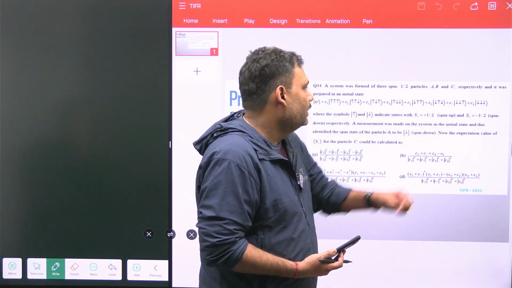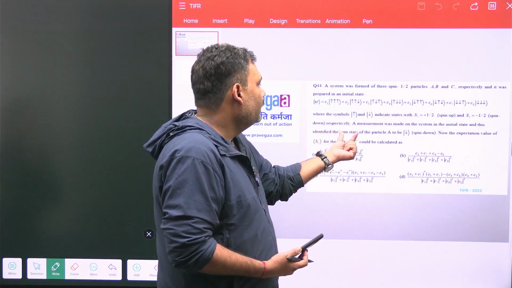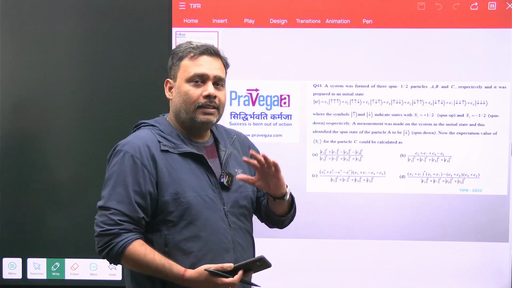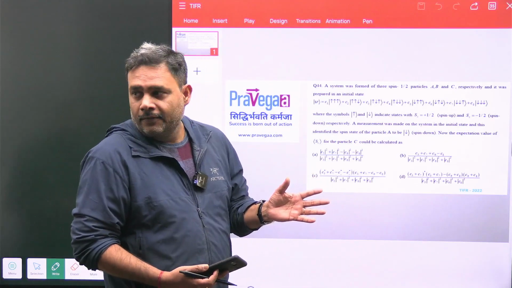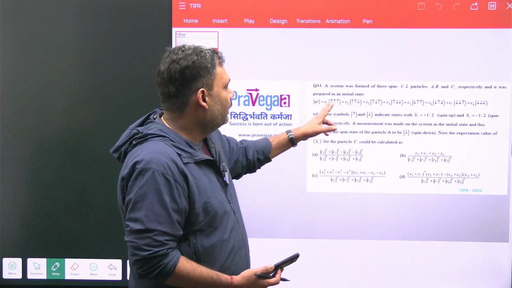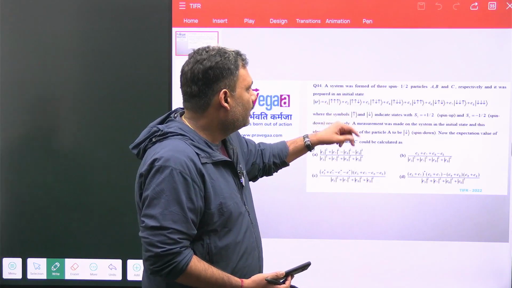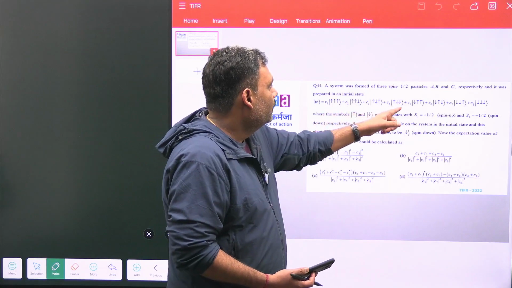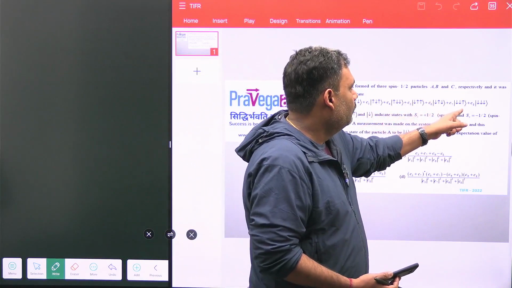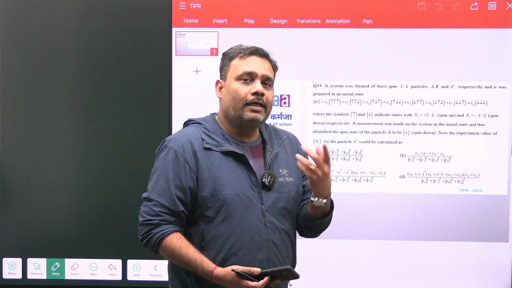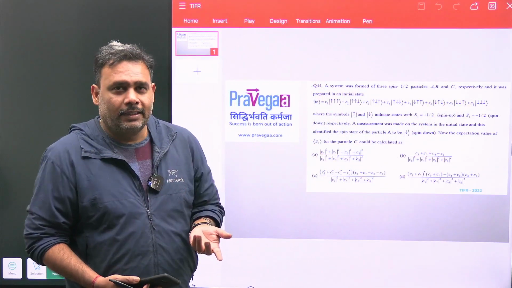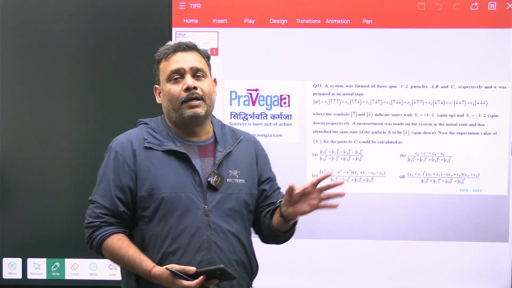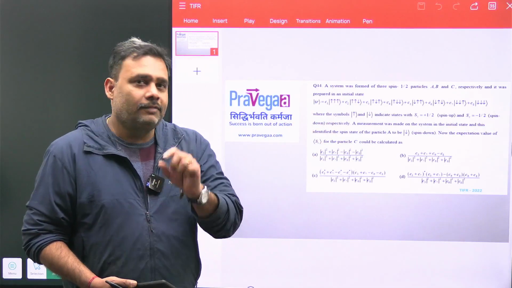It is given that a measurement was made on a system in the initial state, and it is identified that the spin state of particle A will be the down one. So first you have measured the A state, and it is going to be downward. That means the first level of spin will be downward. And once you get A as your downward state, then you have to find the average value of Sz for particle C. This is very interesting.